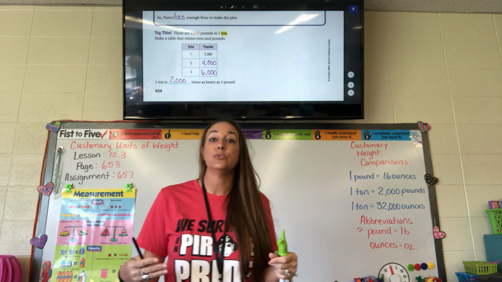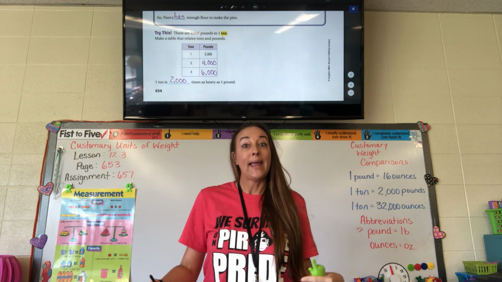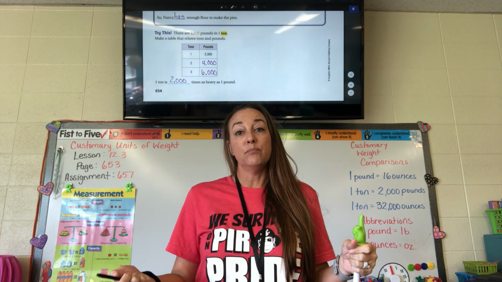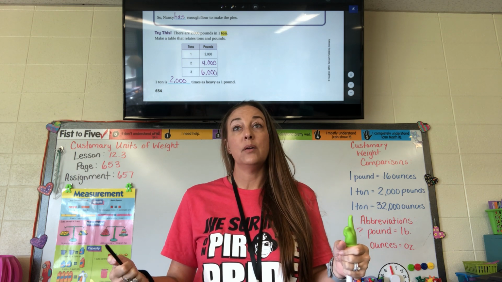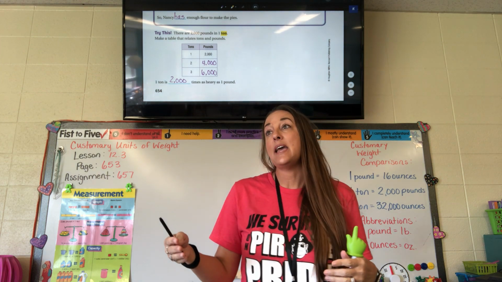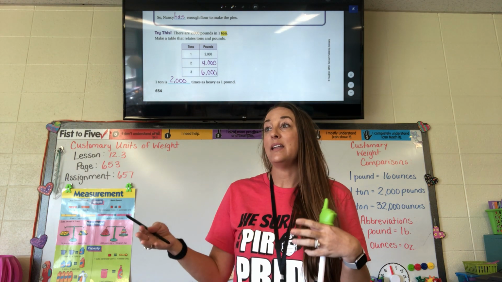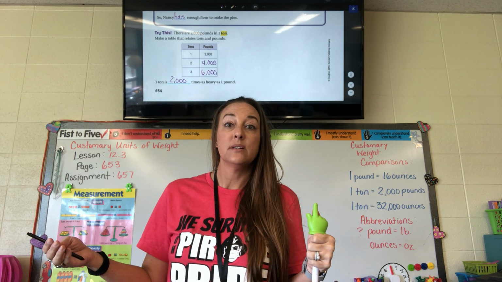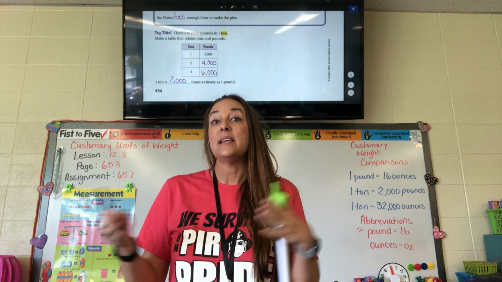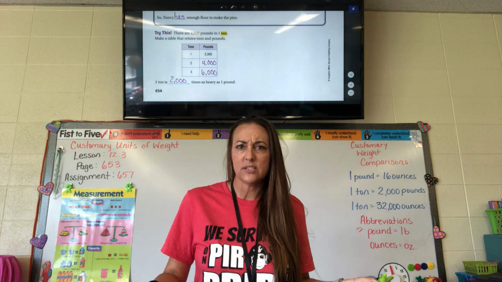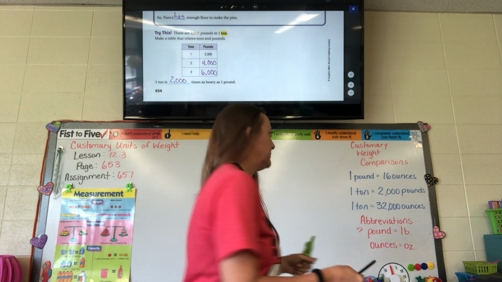And pounds is what we use to measure our weight, how much we weigh. And if you have ever been to the doctor before for a checkup and they take your weight and they say that it is so many kilograms, that is a metric unit of measurement. And then you're like, well, how many pounds is that? And then we'll tell you. Okay.